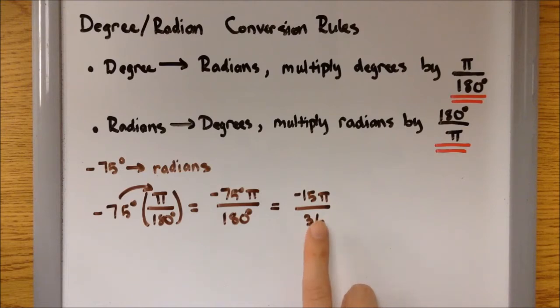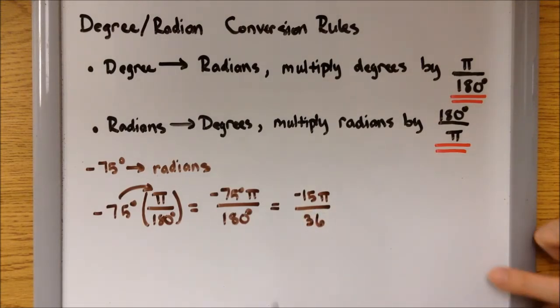Now, can I simplify this even further? What's in common between 15 and 36? Well, let's see. 36, I would look at that one because that's a higher number. 36 has a lot of factors, but let's start with small numbers. Besides 2, because 2 cannot go in 15, what about 3? 3 can definitely go into 36, and 3 can definitely go in 15. So we're going to divide top and bottom, numerator and denominator, by 3.